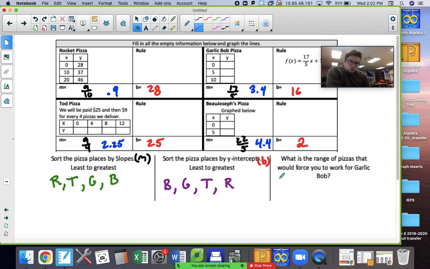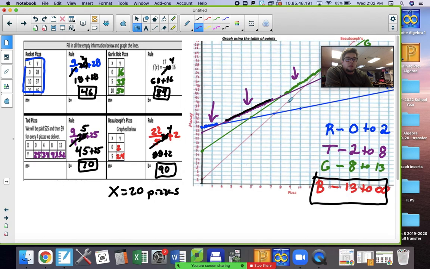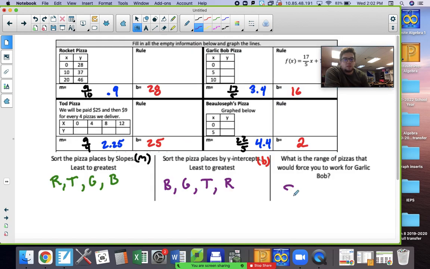We've already figured out what range of pizzas that would force you to work for Garlic Bob. You would want to work for Garlic Bob when you sold 8 to about 13 pizzas. And that's comparing functions.